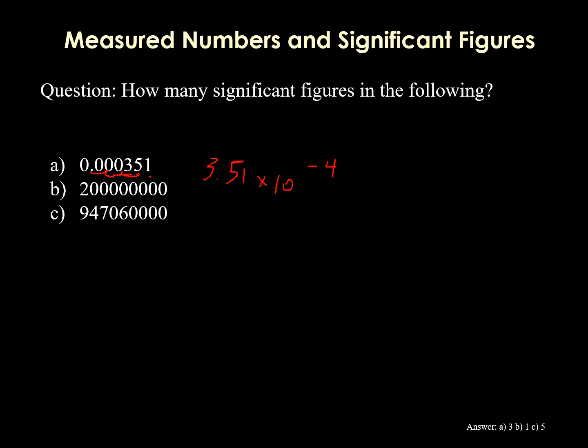For question B, how many significant figures? It's 1 significant figure here. The zeros after are not considered significant. And for the next one, there are 5 significant figures. 1, 2, 3, 4, 5. And these trailing zeros afterwards are not significant. So 5 significant figures for C.